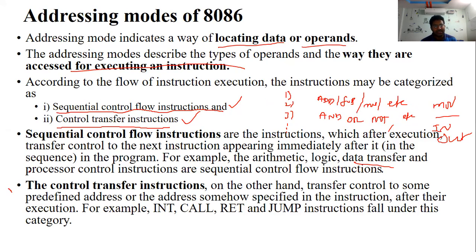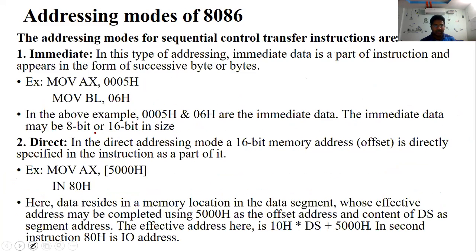Now the second category of addressing modes is control transfer instructions. What is the definition of a control transfer instruction? It means transferring control to some predefined address, or an address somehow specified in the instruction, after its execution. For example, the INT instruction, CALL instruction, RET instruction, JUMP instruction, and so on. Today's class we are going to discuss these control transfer instructions. Once again, we will look at the sequential control instructions.